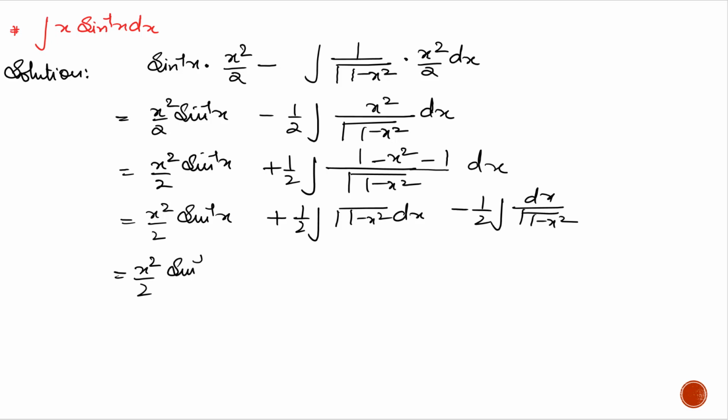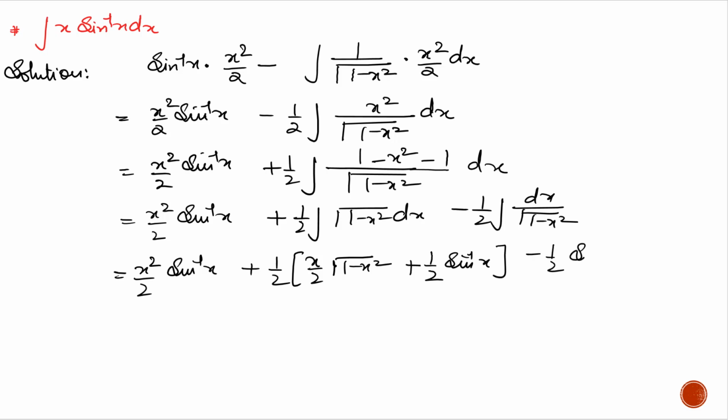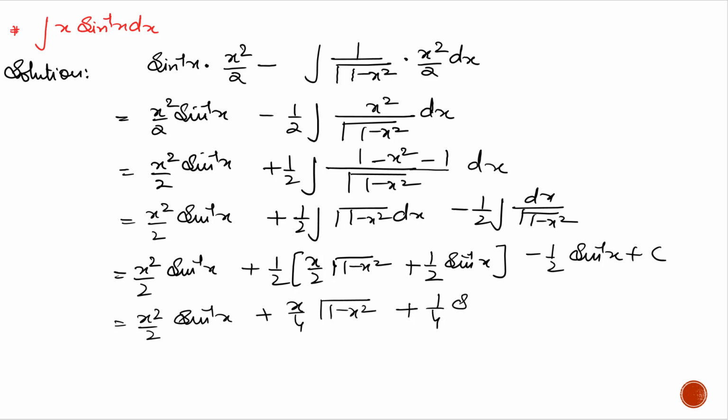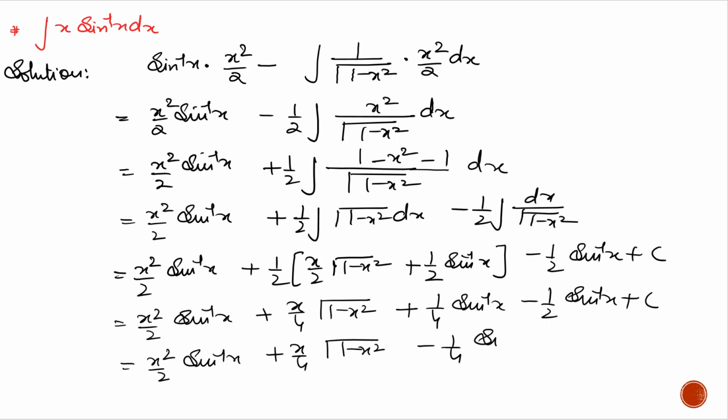The formula of the integral of root of a square minus x square is x by 2 into the root of a square minus x square plus a square by 2 sine inverse x upon a. And the integration of dx divided by the root of 1 minus x square is sine inverse x. After simplification, we will get x square by 2 sine inverse x plus x by 4 into the root of 1 minus x square plus 1 by 4 sine inverse x minus half sine inverse x plus c. Now when we further simplify the last 2 terms, 1 by 4 sine inverse x minus half sine inverse x, we will get minus 1 by 4 sine inverse x plus c.